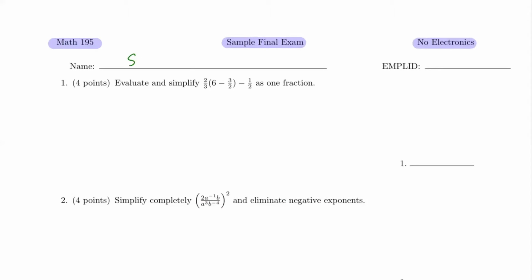So we're going to call this folder solutions. All right, so for the first one, we're going to evaluate and simplify this expression into one fraction. So there are multiple ways to do this. I'm going to go ahead and distribute. So that's my way of working out this question. So we have 2 over 3 times 6. You can write 6 over 1 minus 2 over 3 times 3 over 2, and then minus 1/2.